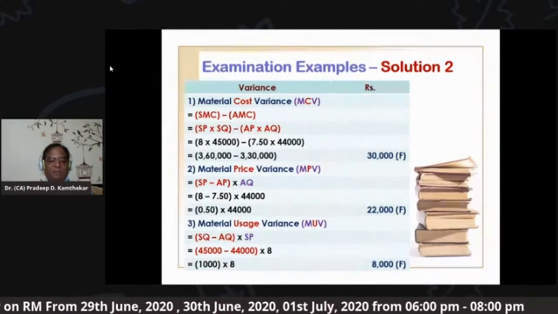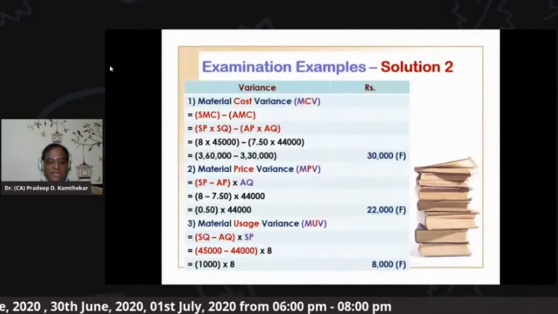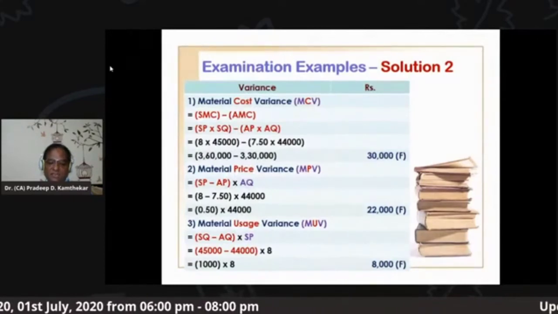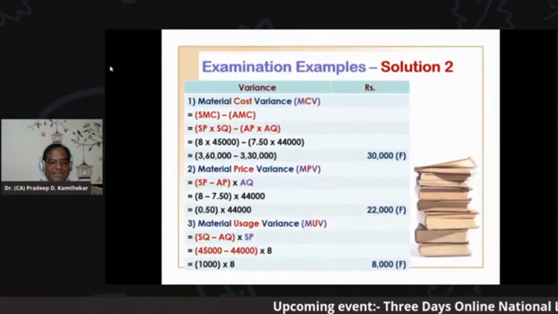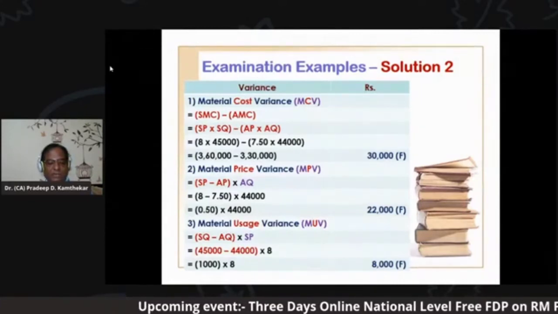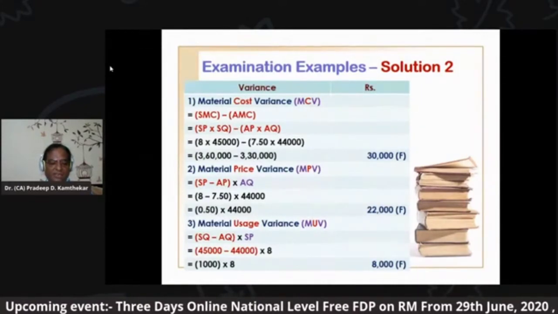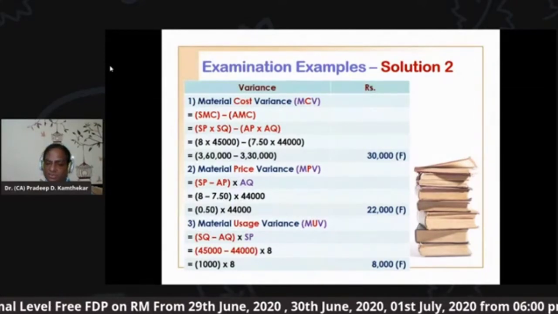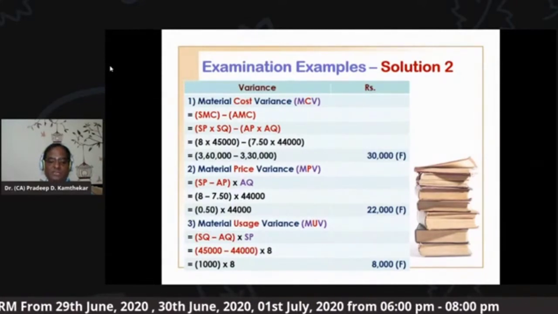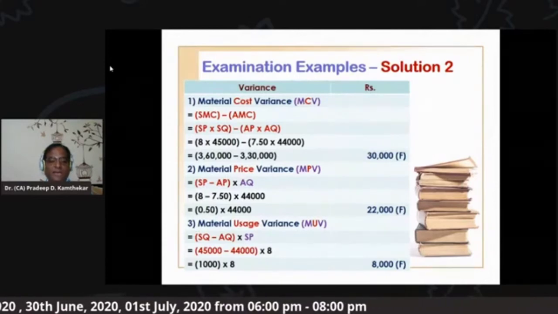Now, second, we have material price variance, where we compare standard price and actual price and multiply by the actual quantity consumed. So standard price 8, actual price 7.5, into 44,000. So we get here a positive difference of 22,000. So it is a 22,000 favorable material price variance.